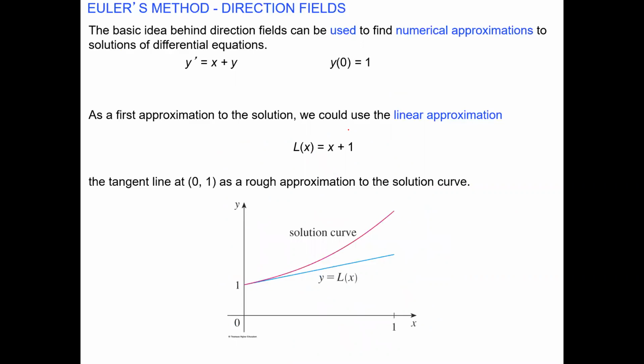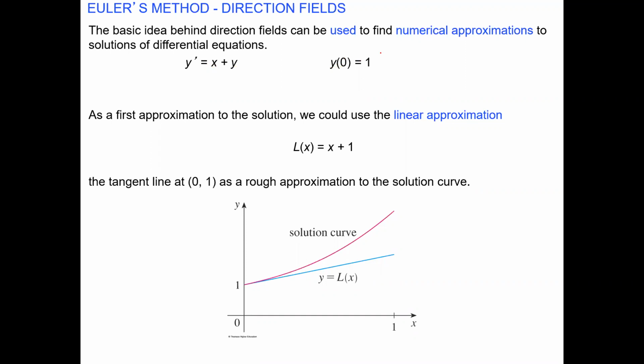Okay, that's direction fields. Now, what can we do? Of course, the basic idea behind the direction fields can be used to find a numerical approximation to the solution of the differential equation. That's what we can try. We will try a slightly different method, which is called Euler's method. Let's take the same equation, y prime equals x plus y, y(0) equals 1. Then what can we do?